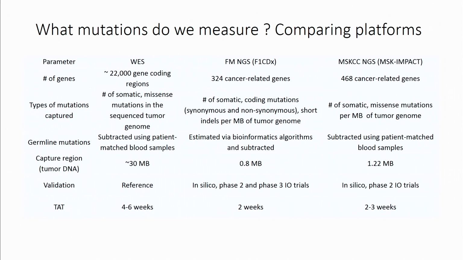You're estimating it based on algorithms and using private and public databases on what the sequence should be. The MSK impact panel is a little bit different, where they are only counting the somatic missense mutations using patient-matched normals, and so you'll get a little different number from that than the Foundation Medicine. But you can, in general, do a more straight conversion than you can with the Foundation assay.